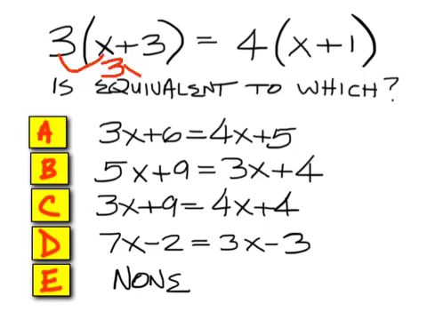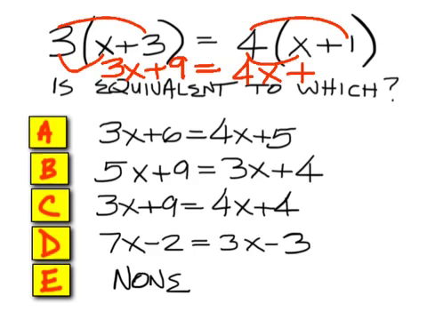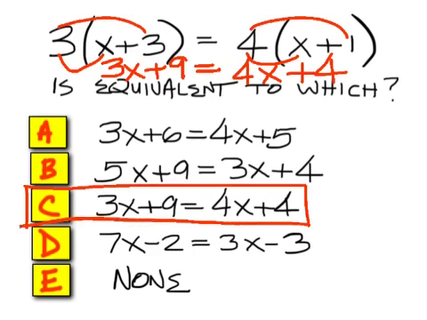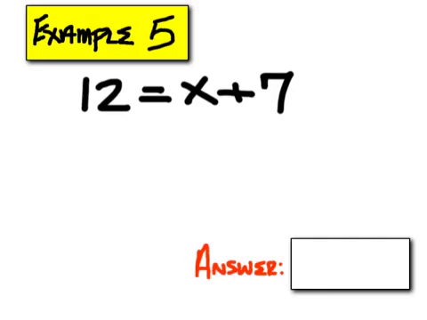Three times x is 3x, and 3 times 3 is 9. 4 times x is 4x. 4 times 1 is 4. That's why the answer is C.